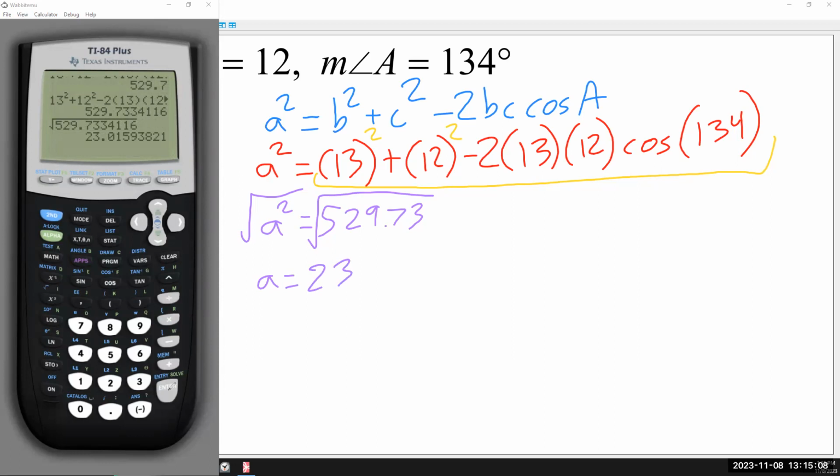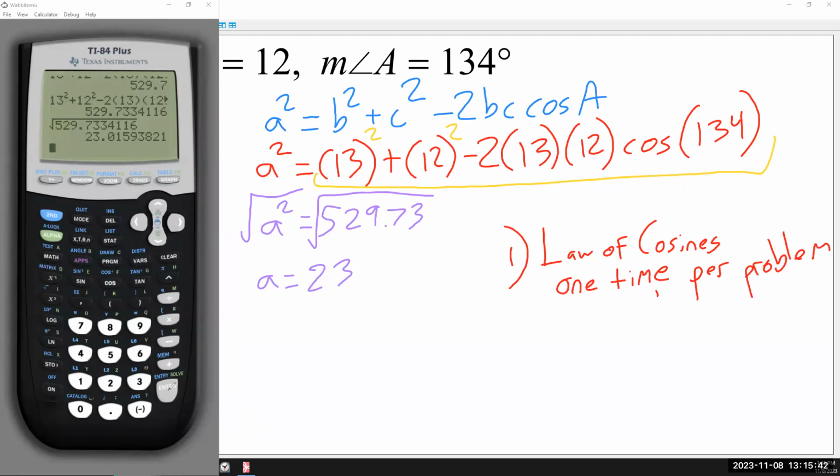All right, so we'll pause right there. There are two important notes we need to finish these. Important note number one: law of cosines, one time per problem.